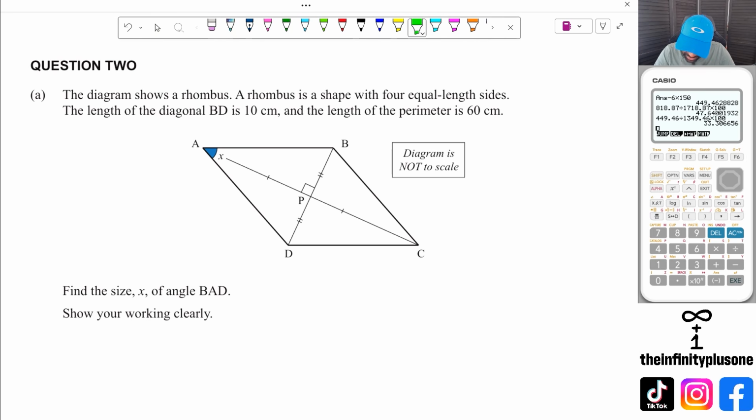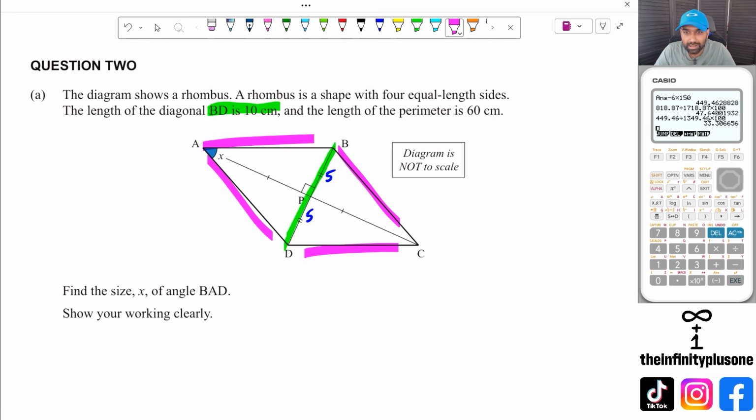So let's look at this. BD is 10 centimeters, so this is going to be 10 centimeters. And if this is 10 centimeters, because they're equal, this could be said as 5 and 5. Now it also says that the rhombus is a shape with 4 equal length sides. That means these pink lines are all equal to each other. And the perimeter is 60. If the perimeter is 60, that means each of these pink lines is going to be 15.